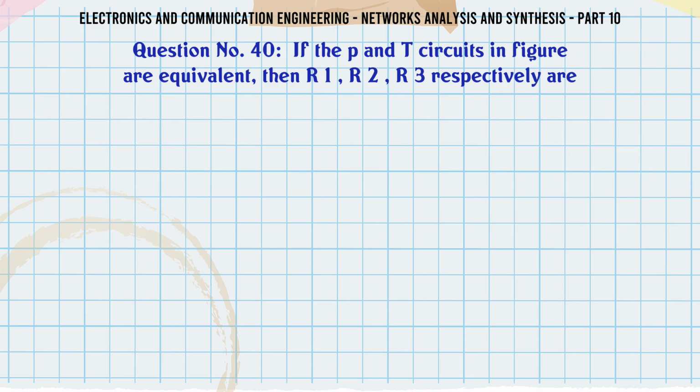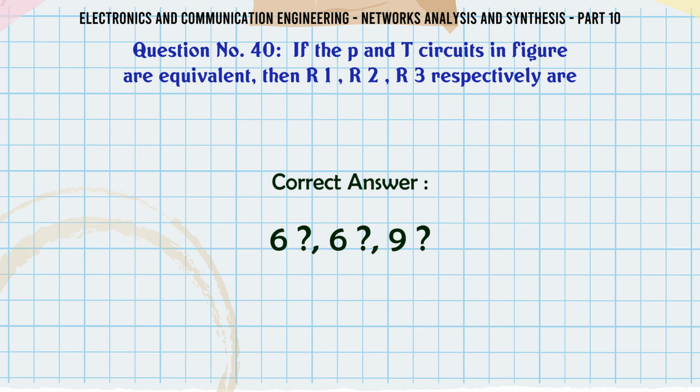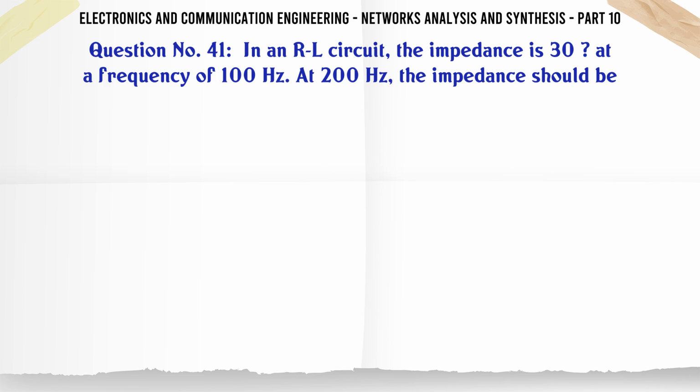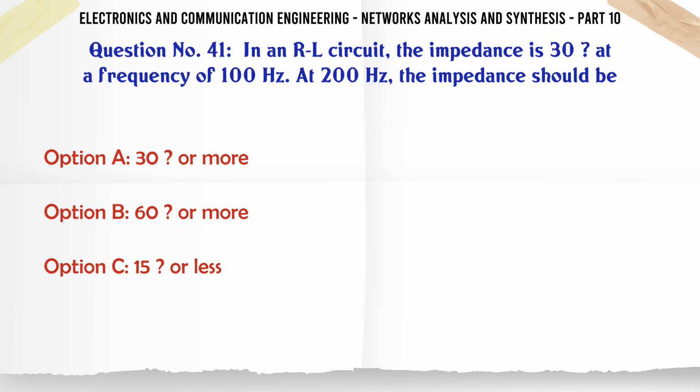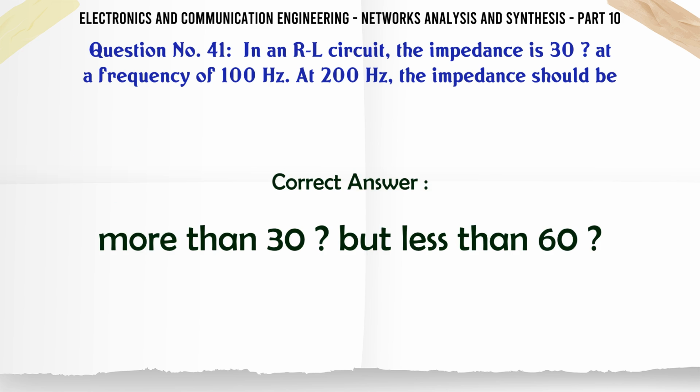If the Π and T circuits in the figure are equivalent, then R1, R2, R3 respectively are: A) 9, 6, 6, B) 6, 6, 9, C) 9, 6, 9, D) 6, 9, 6. The correct answer is 6, 6, 9. In an RL circuit, the impedance is 30 Ω at a frequency of 100 Hz. At 200 Hz, the impedance should be: A) 30 Ω or more, B) 60 Ω or more, C) 15 Ω or less, D) more than 30 Ω but less than 60 Ω. The correct answer is more than 30 Ω but less than 60 Ω.